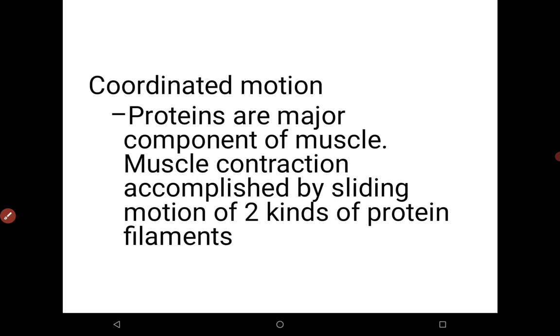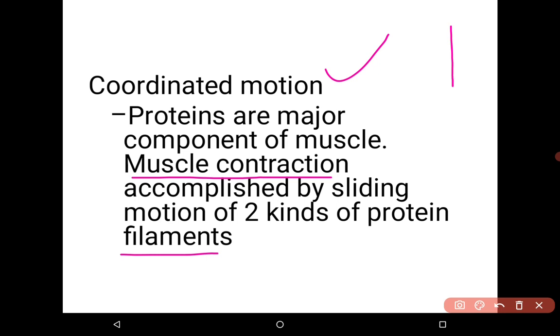Some are for coordinated motion. Proteins are a major component of muscle. In the muscle there are two kinds of protein filaments. The proteins found in the muscles are usually called filaments, and they are for muscle contraction. It is a coordinated motion where one muscle has to contract while the other one has to relax. So this is some form of coordination.